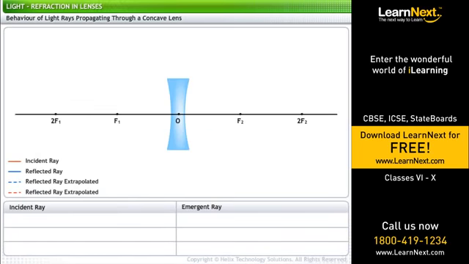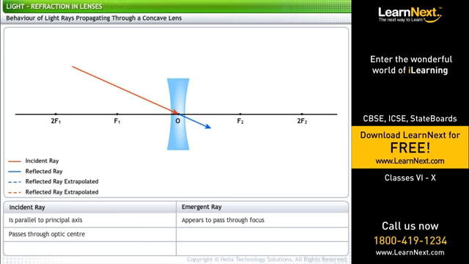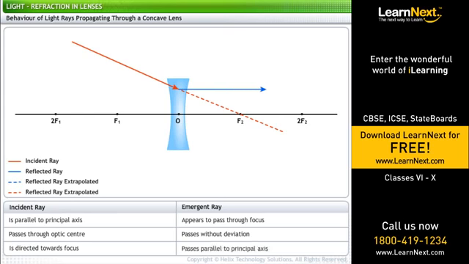Now let's analyze the light rays propagating through a concave lens. When an incident ray is parallel to the principal axis, the emergent ray appears to pass through the focus. When an incident ray passes through the optic center, it propagates without any deviation. When an incident ray is directed towards the focus of a concave lens, the emergent ray passes parallel to its principal axis.